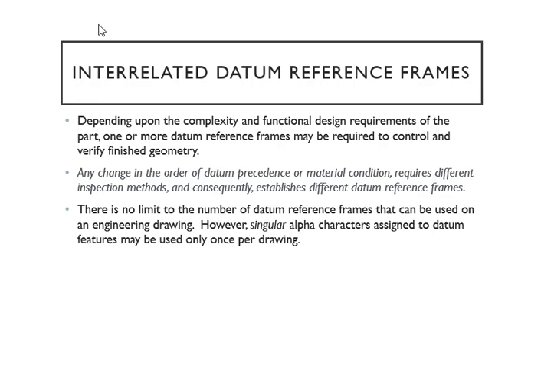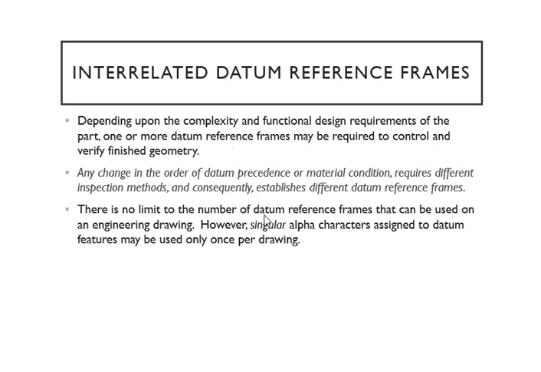Okay, the next one we'll get into is interrelated datum reference frames. We have a standalone datum reference frame, and we have already seen a couple of examples. Right now we'll get into interrelated ones. Interrelated datum reference frames exist because your design is not always simple. It's sometimes very complex. So the complexity and the functional design requirements are very important. Depending on that, you have one or more datum reference frames.